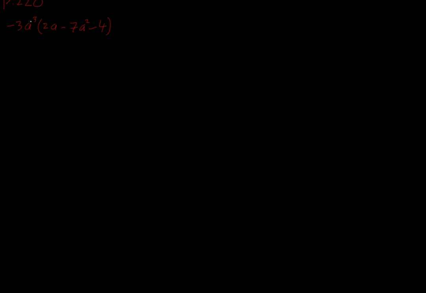So what I'm doing is writing out a question similar to what you'll get to work on in class. So we have minus 3a cubed multiplied by 2a minus 7a squared minus 4. And we know from the last day exactly what we're going to do. We have this term outside the bracket and it's multiplied by each thing inside the bracket. So let's get to it. We're going to have minus 3a cubed multiplied by the first thing in the bracket, which is 2a, minus 3a cubed multiplied by minus 7a squared, and minus 3a cubed multiplied by minus 4. So we've taken what was outside the bracket and multiplied it by each thing inside the bracket.